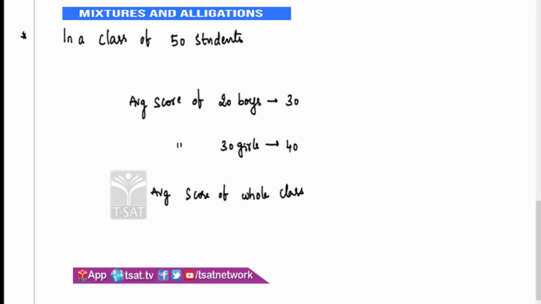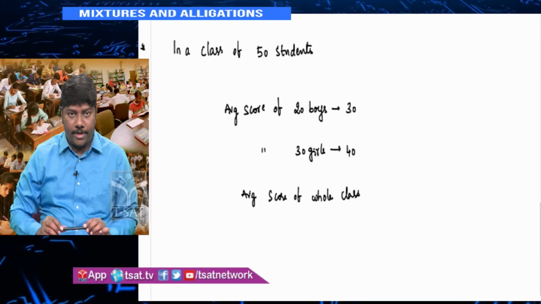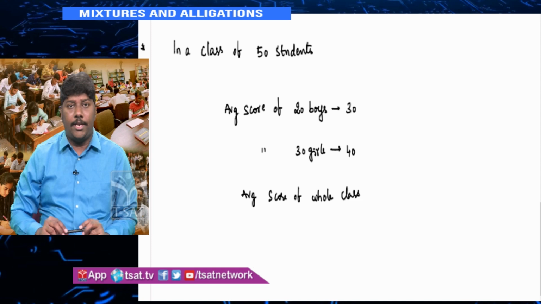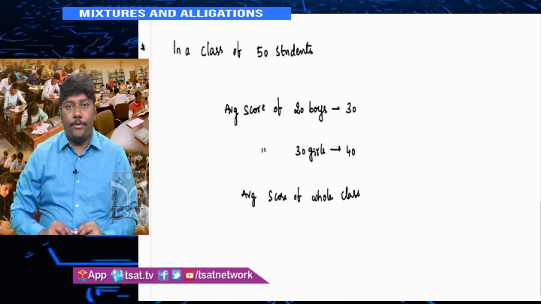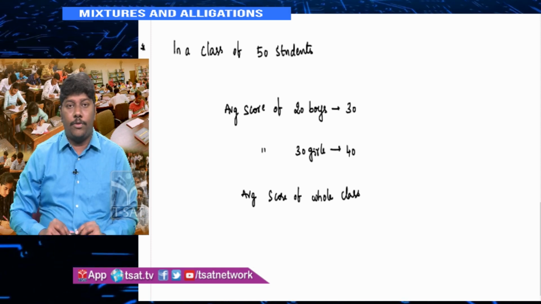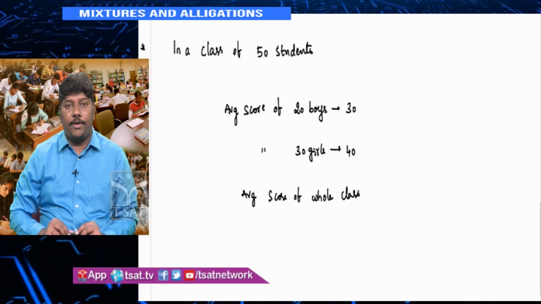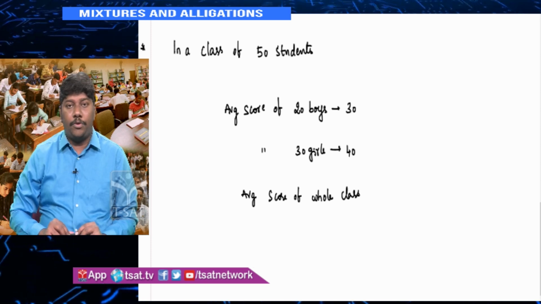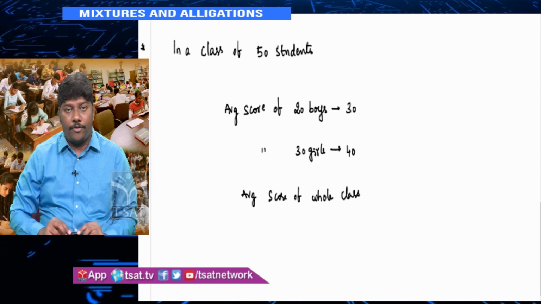So see here, this is actually the basic of your mixtures and alligations concept. You call it grouping. First try to do it normally, then we'll explore the concept of mixtures and alligation using this example. Everyone knows how we find the average of the whole class. Average means sum of observations by number of observations. So you have to find the total score of boys and total score of girls, and divide it by the number of members in the class.